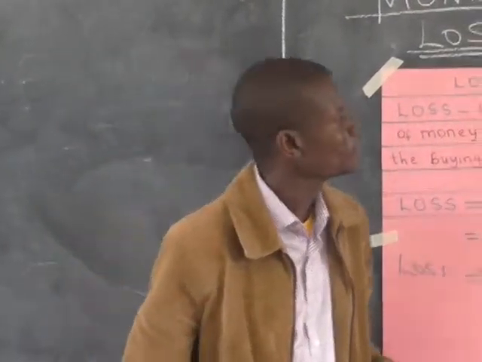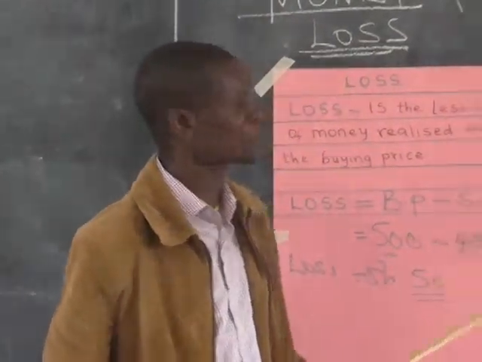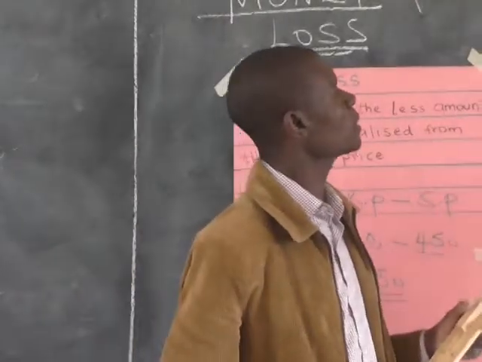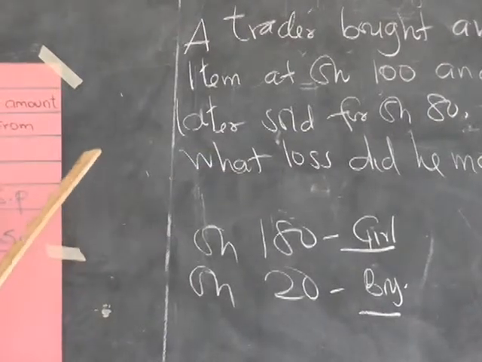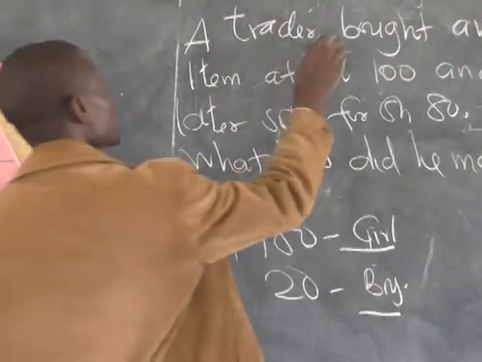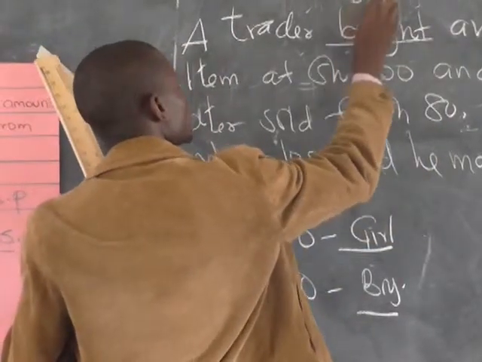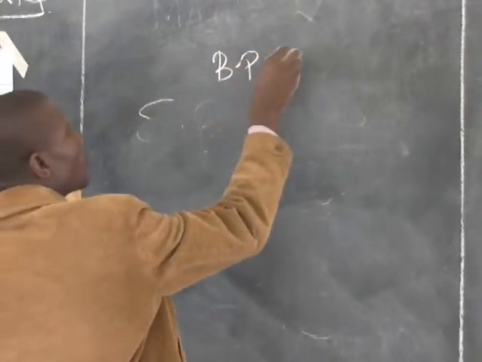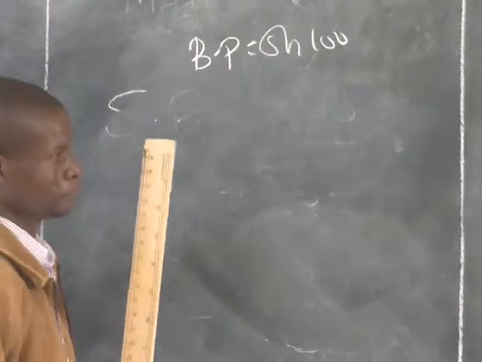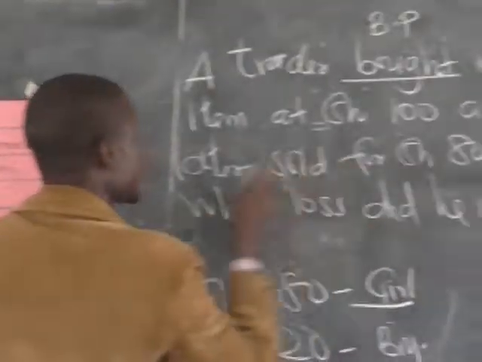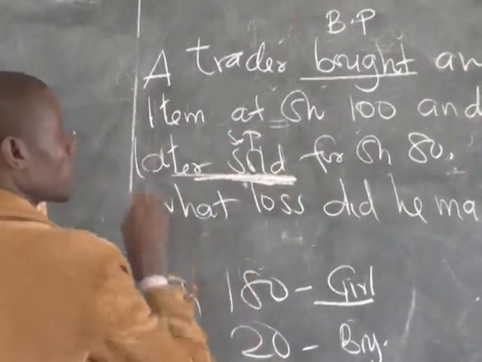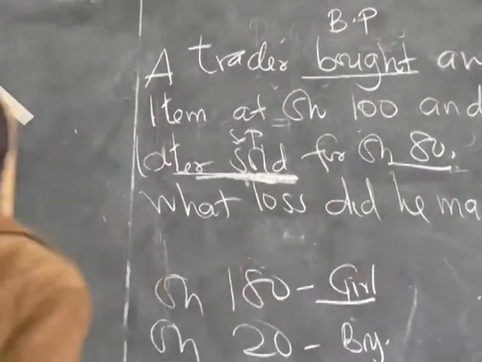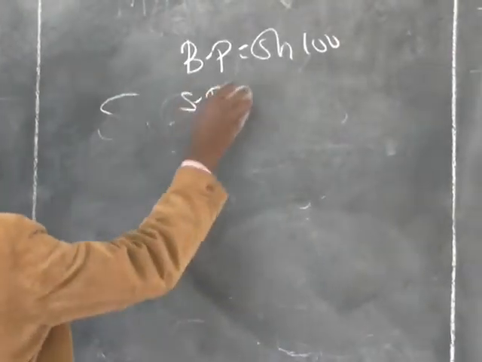So I'll read it for you, and then from there we'll be able to identify the buying price and the selling price. The question was, a trader bought an item for 100 shillings and later sold it for 80 shillings. The word bought as used here reminds us of the buying price. Therefore it means the buying price for this item was 100 shillings. We are told, and later sold it. So the word sold here reminds us of the selling price. Therefore it means the selling price for the item was 80 shillings.